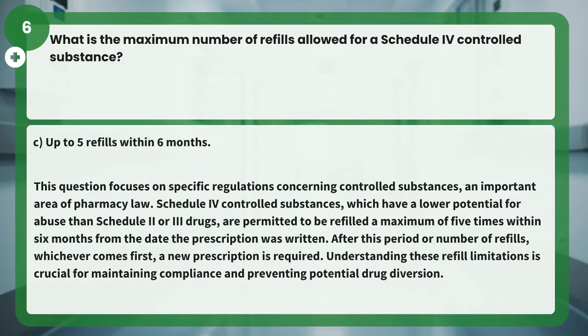Answer C. Up to 5 refills within 6 months. This question focuses on specific regulations concerning controlled substances, an important area of pharmacy law. Schedule IV controlled substances, which have a lower potential for abuse than Schedule II or III drugs, are permitted to be refilled a maximum of 5 times within 6 months from the date the prescription was written. After this period or number of refills, whichever comes first, a new prescription is required. Understanding these refill limitations is crucial for maintaining compliance and preventing potential drug diversion.